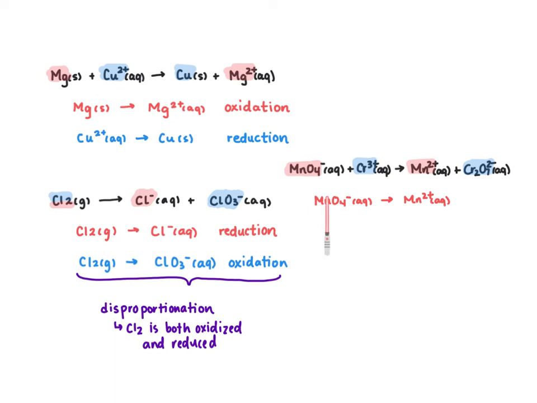In permanganate, manganese has an oxidation state of +7. Oxygen is -2 each, so manganese is +7. Manganese 2+ is +2. So here we are going from +7 to +2. This is a reduction half reaction.